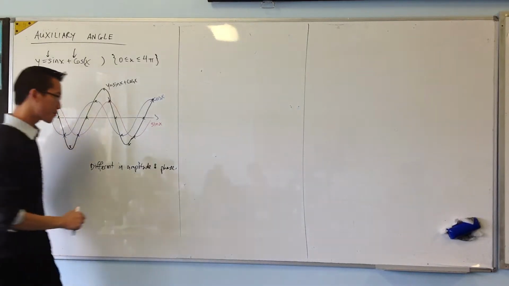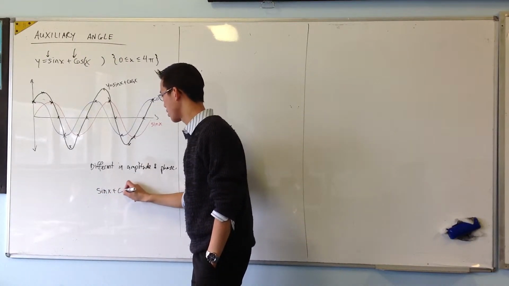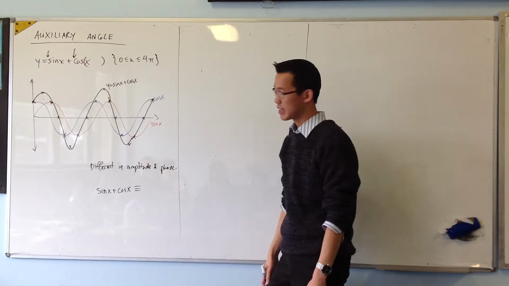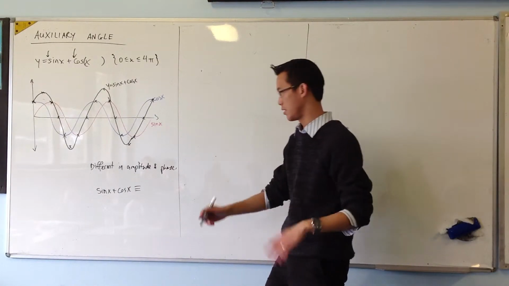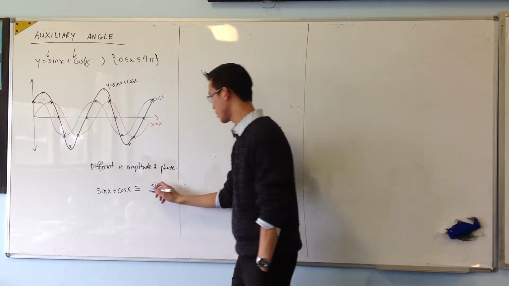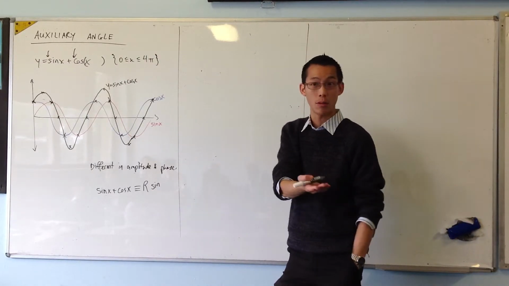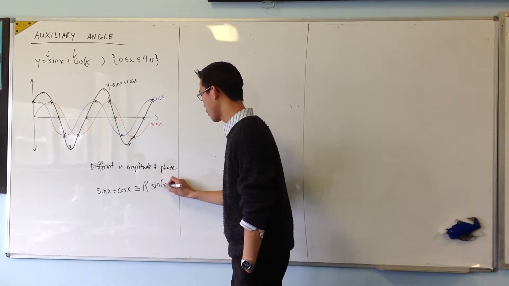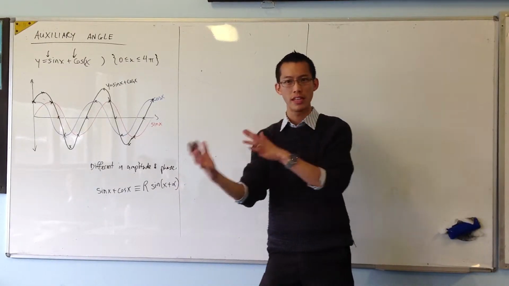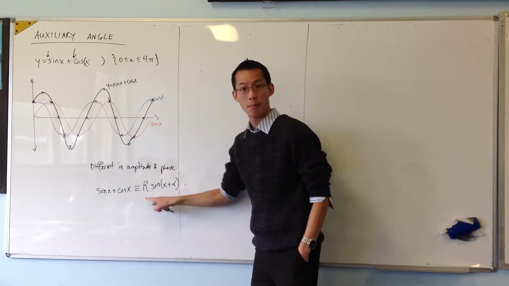So therefore, here's what I'm going to suggest. I think that sine x plus cos x is equivalent to, now I could pick either, but just for the sake of simplicity for now, I'm going to pick a sine function that's different in amplitude, so that coefficient out the front is different, and it's also different in its phase, so it's been nudged a bit to the left or to the right. Now my question is, what would these two numbers be?